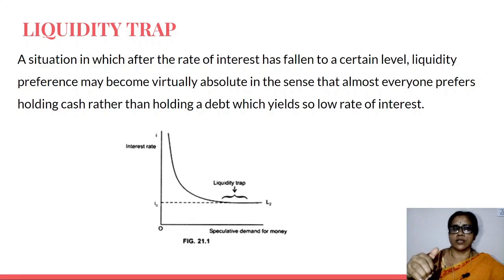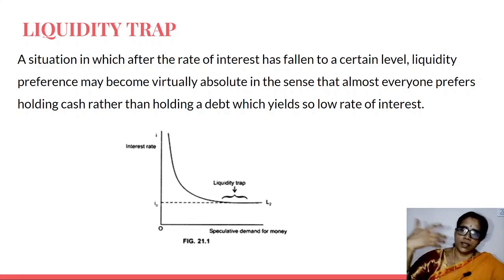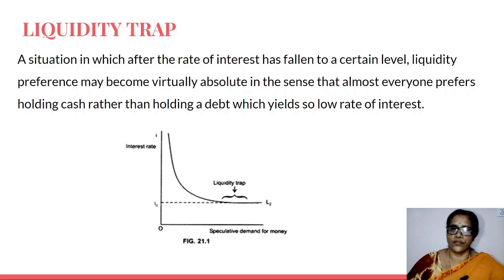So this situation continues. Again the speculation starts, and people will think that the rate of interest will increase in future. But when the bond prices are increasing and people start buying more bonds, there is excess supply of bonds in the market. So this excess supply of bonds will again lead to a decrease in the bond prices.